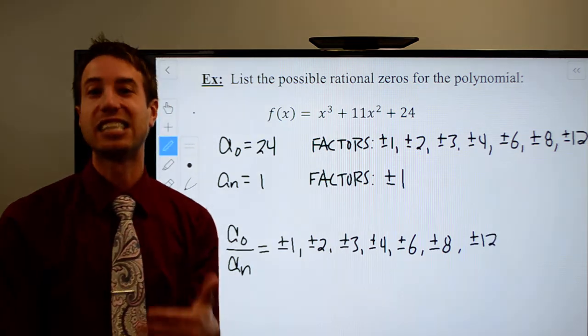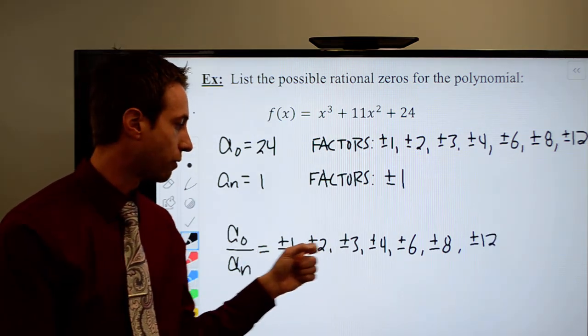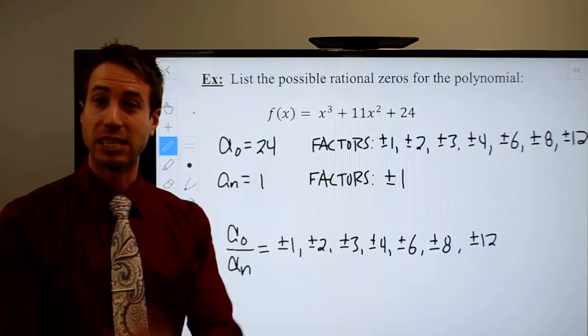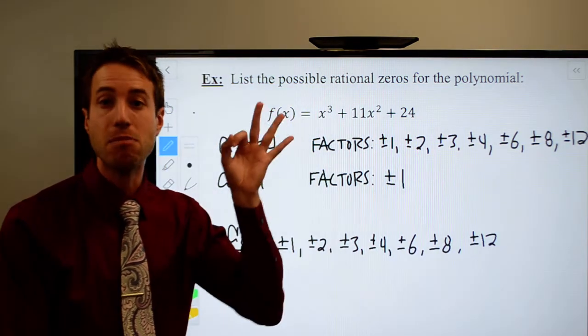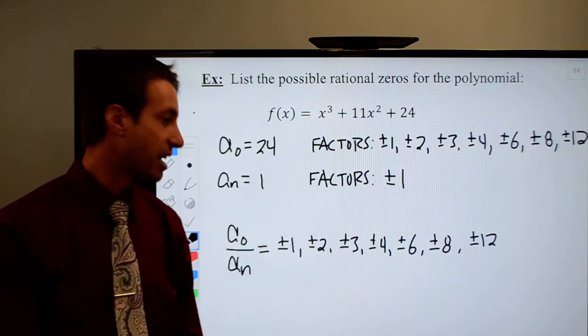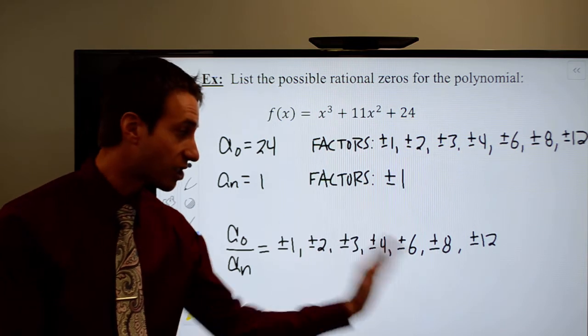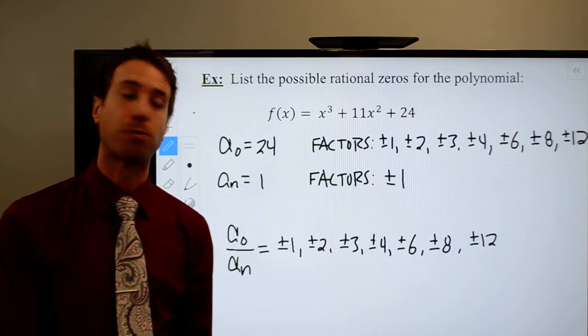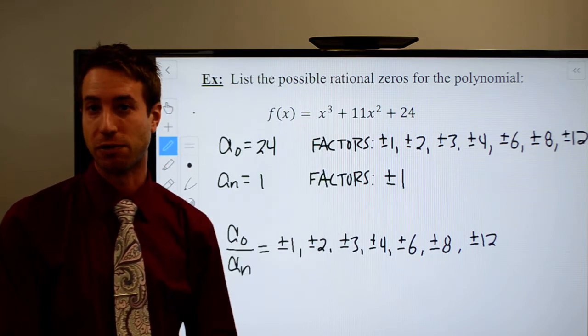Now again, I still have a lot of possibilities. Still 16 possibilities for a polynomial that has at most 3 zeros. So not all of them are going to be zeros. In fact, none of them may be zeros. And there's still a lot of possibilities to work through here. But nonetheless, you can see I made the problem a little bit easier by making that leading coefficient a 1.